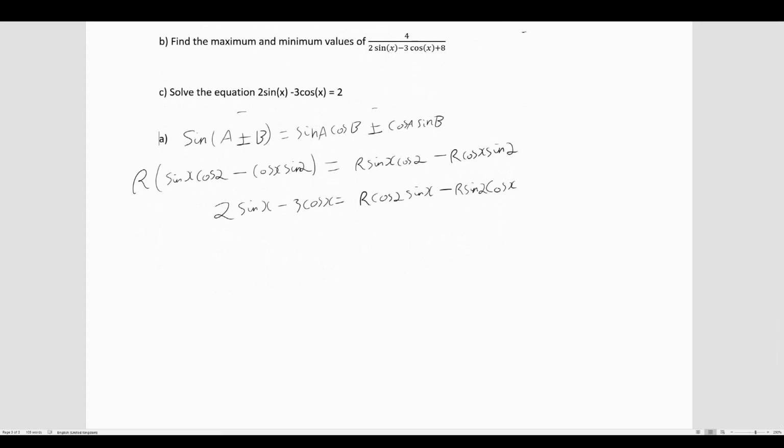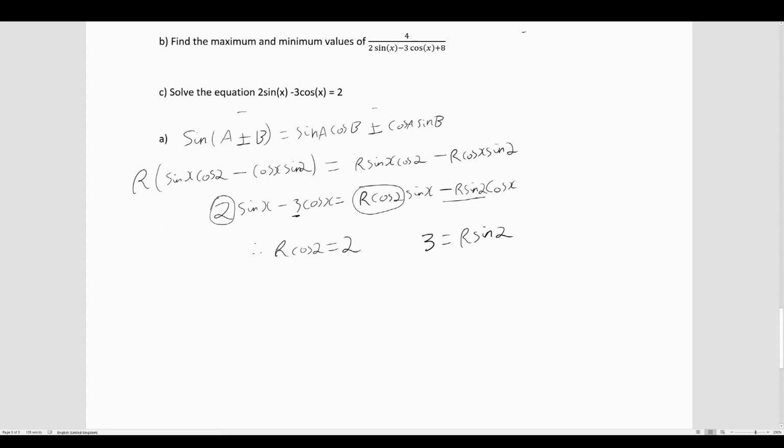And what I need to do now to help me find r and alpha is equate coefficients. On the left hand side I have sine x with a 2 by it, 2 times sine x. On the right hand side I have r cos alpha sine x. Because this is an identity, that means r cos alpha is equal to 2. And for the other one, I have minus 3 cos x on the left, and on the right I have minus r sine alpha cos x. So I can just say 3 is equal to r sine alpha.